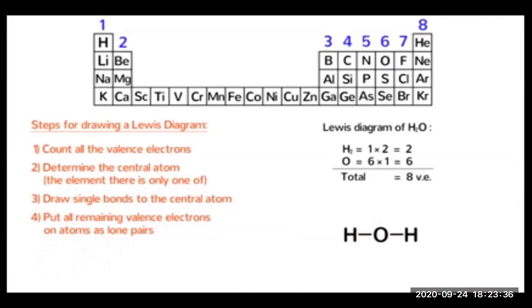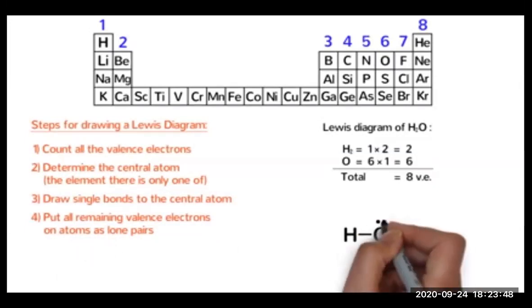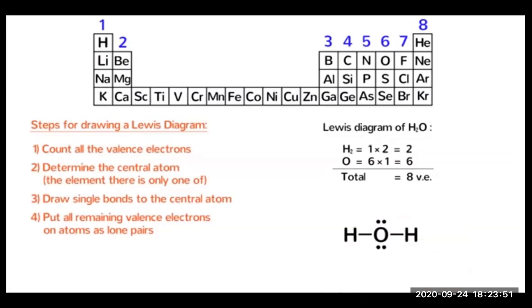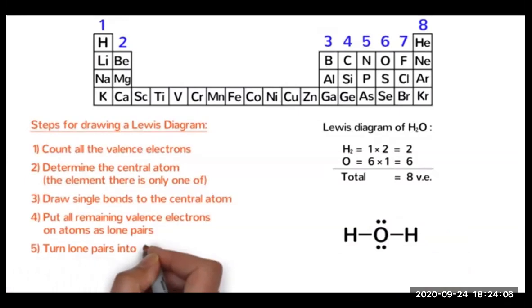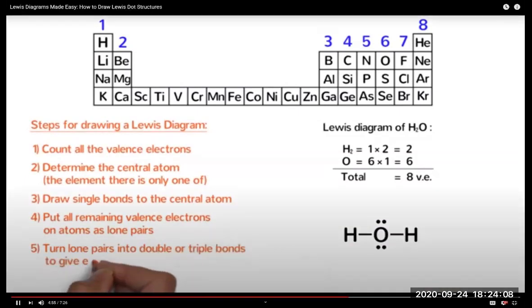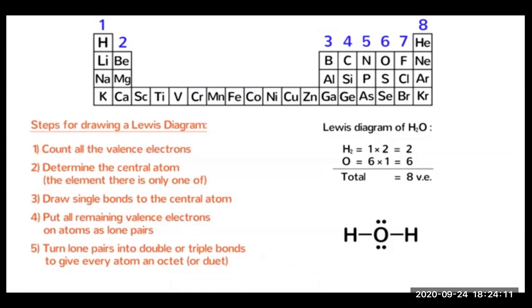For H2O, we start with 8 valence electrons. We have used 4 electrons for the 2 single bonds, so that leaves 4 more electrons left over. We put all 4 of these remaining electrons on oxygen instead of hydrogen because hydrogen is already happy with 2 valence electrons. Remember, never give hydrogen more than 2 valence electrons. Everyone else wants 8 valence electrons, but hydrogen only wants 2. Step 5. Turn lone pairs into double or triple bonds to give every atom an octet, or duet for hydrogen.